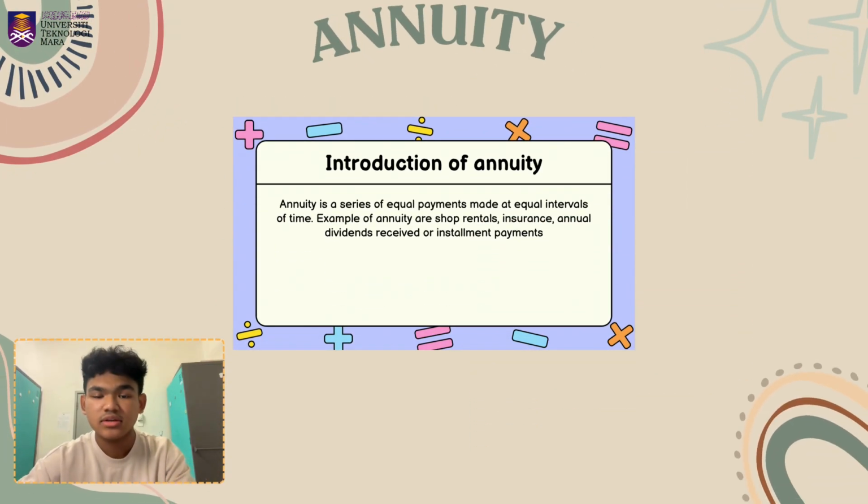So for the introduction, an annuity is a series of equal payments made at equal intervals of time. Examples of annuity are shop rentals, insurance, annual dividends received or installment payments.